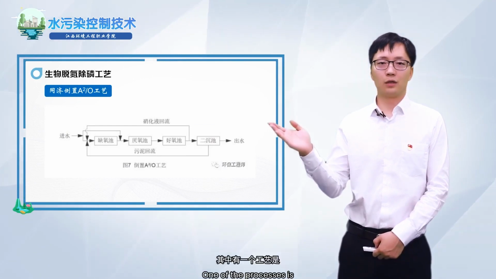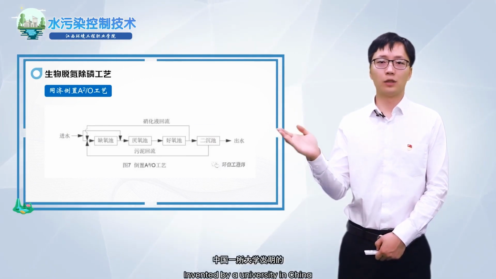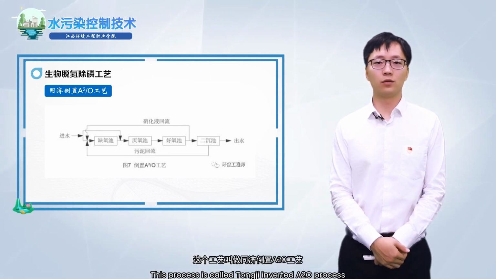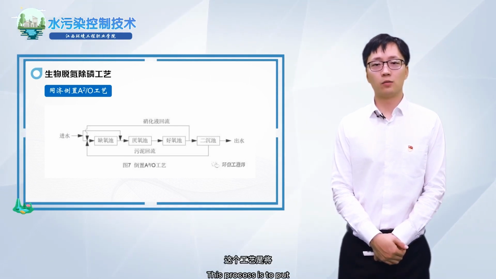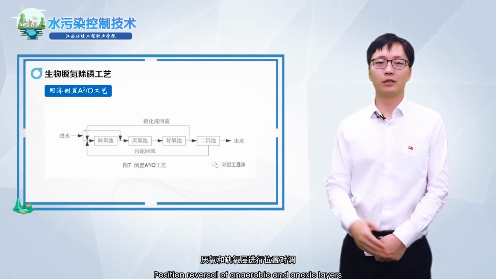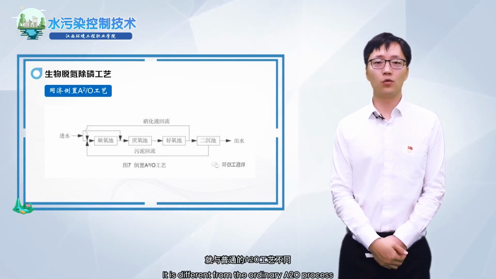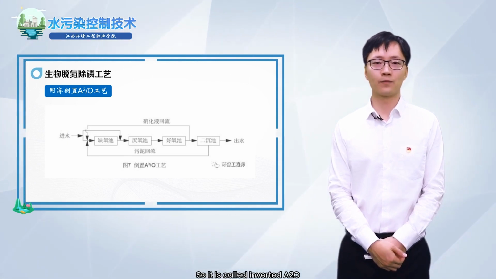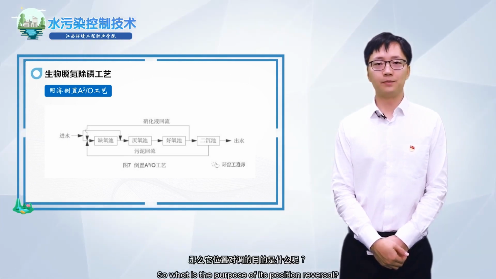Then, one of the processes was invented by a university in China. This process is called the Tongji inverted A2O process. This process reverses the positions of the anaerobic and anoxic tanks. It is different from the ordinary A2O process, so it is called inverted A2O. So what is the purpose of this position reversal?